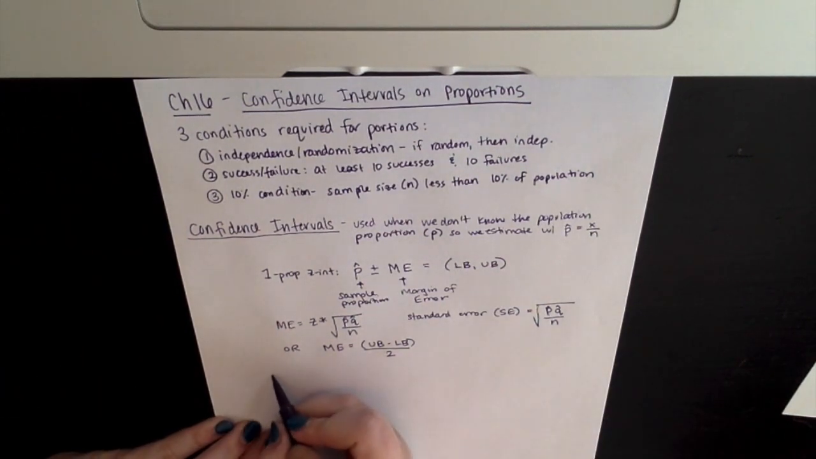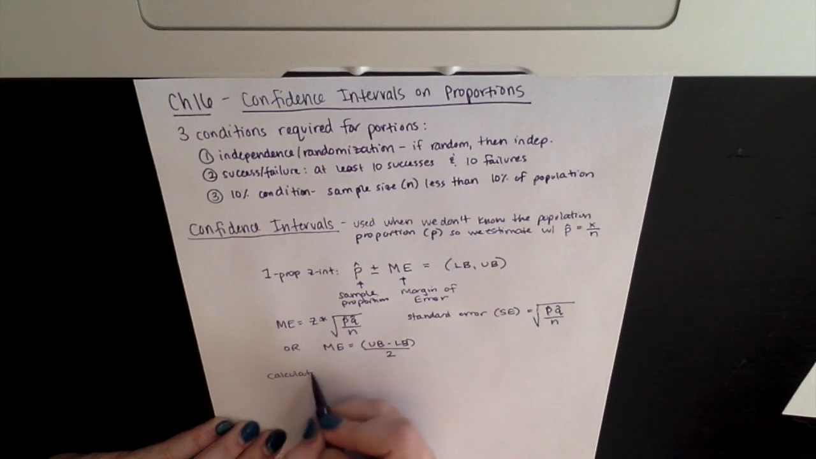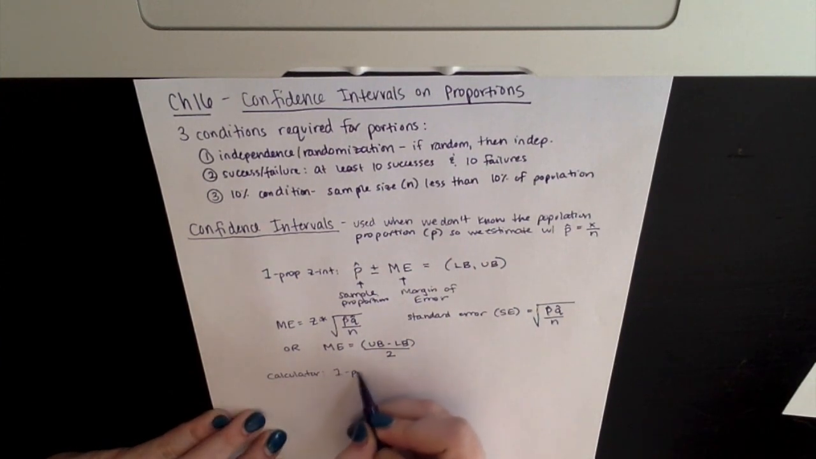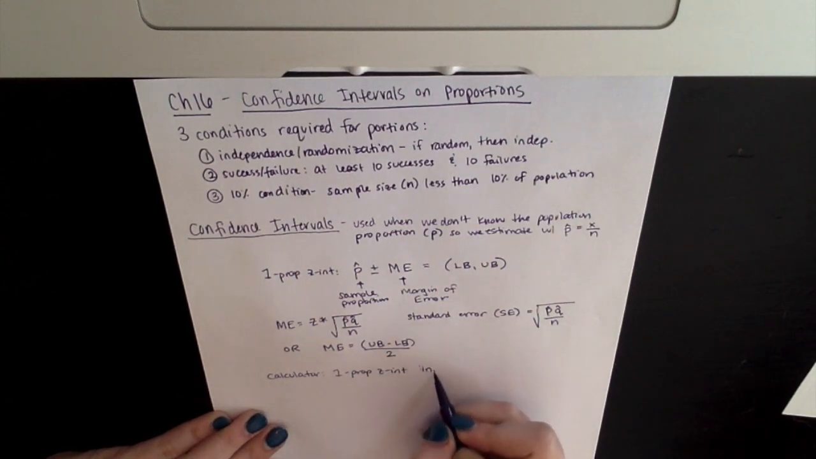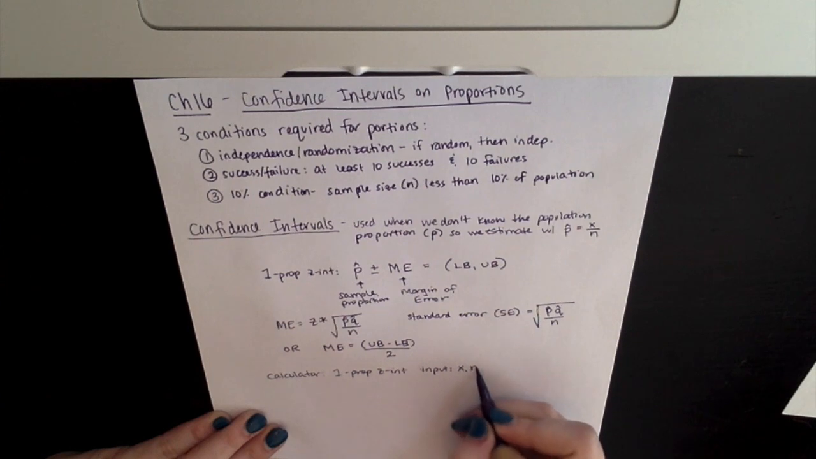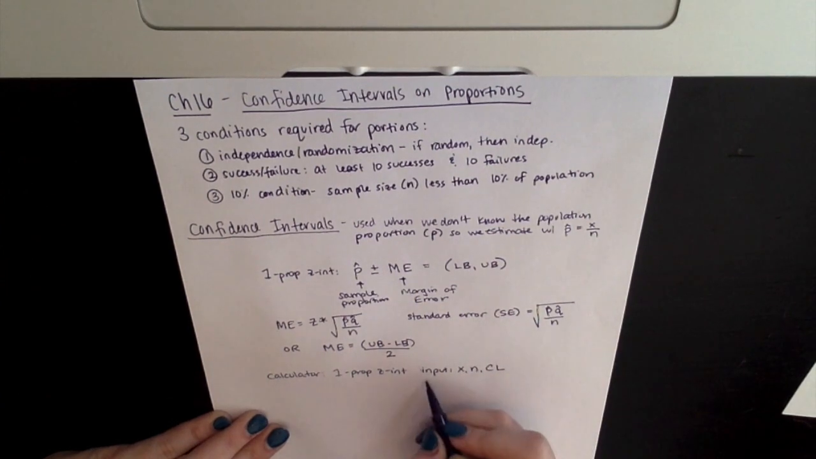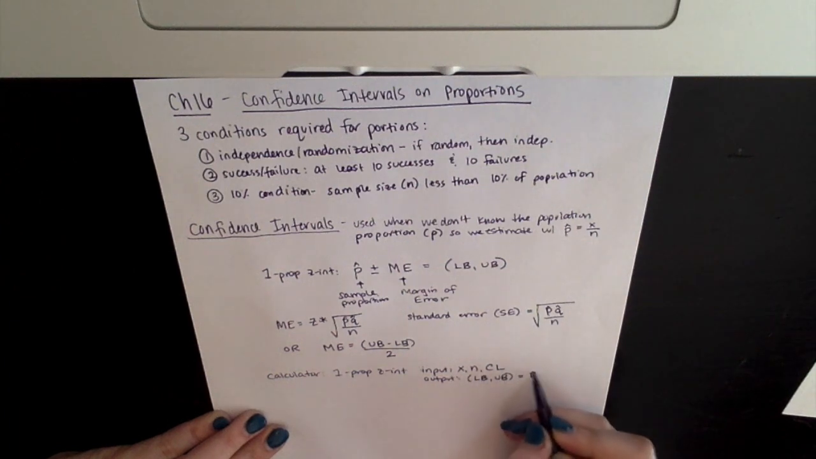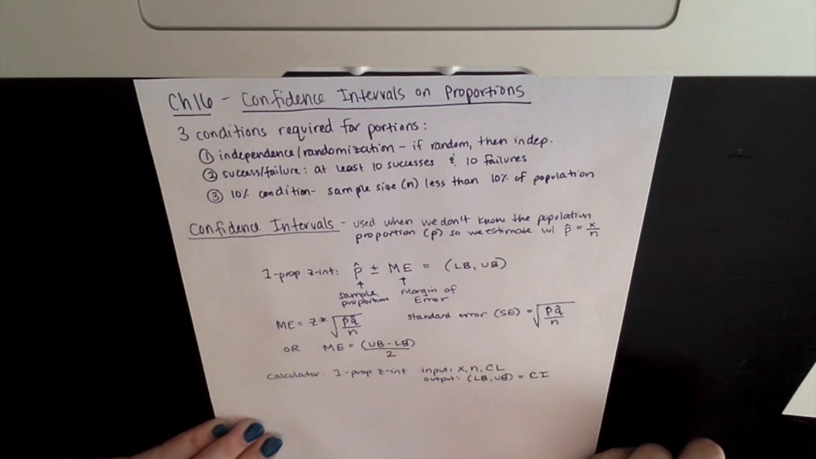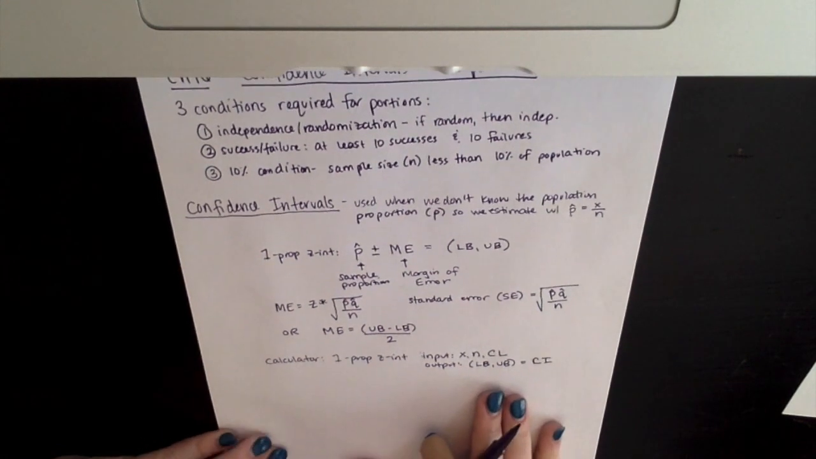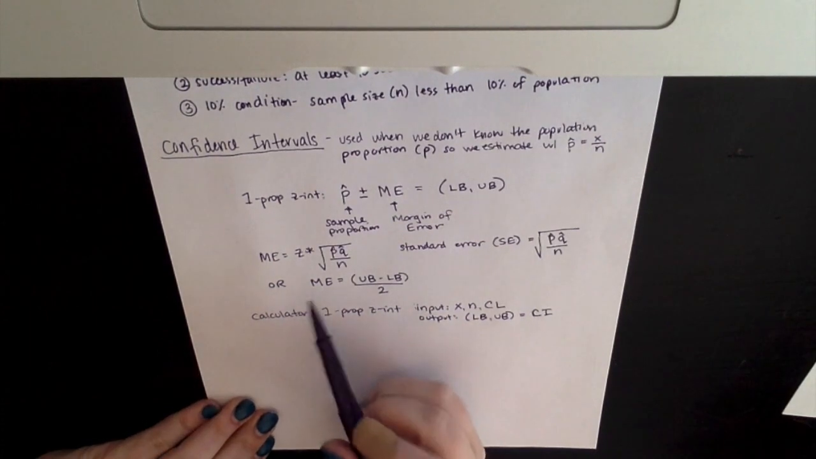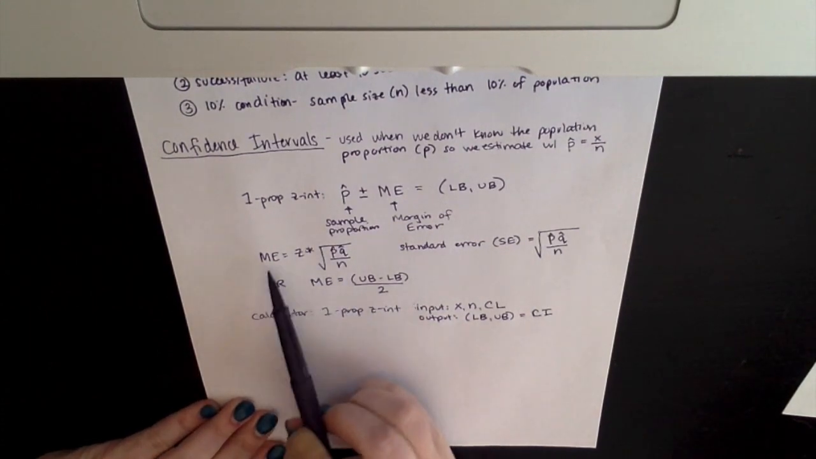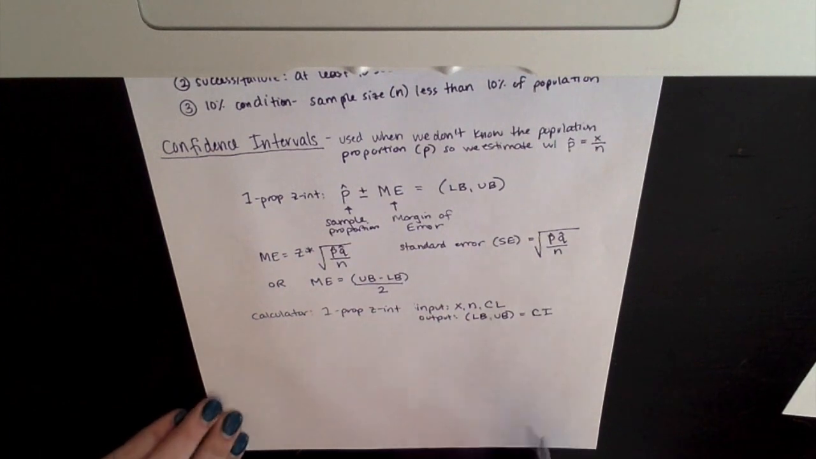Just so we're all clear, in the calculator, it's a one prop z int, and the input that you're required to have is x, N, and a confidence level. The output we get is a lower bound and an upper bound, which is equal to our confidence interval. The very last thing we learned was how to use the critical value and the margin of error to estimate a sample size.